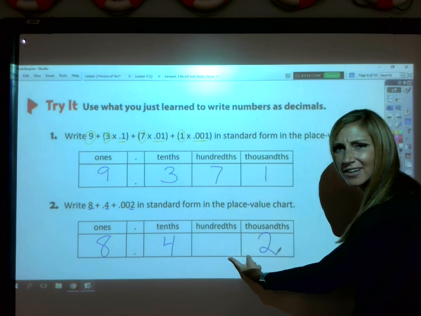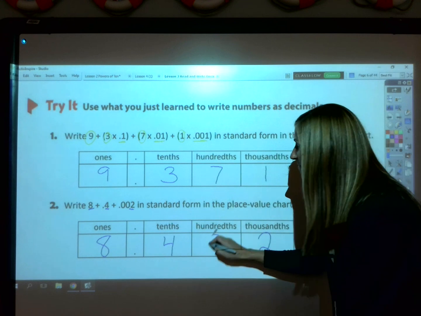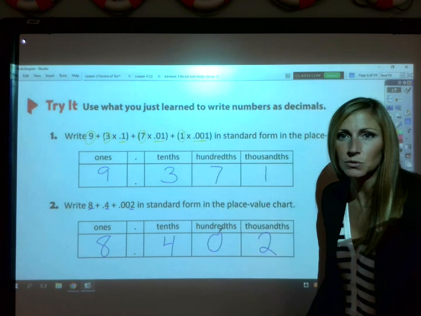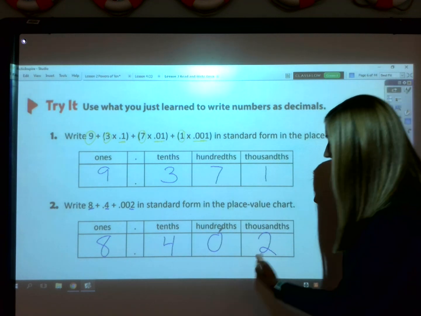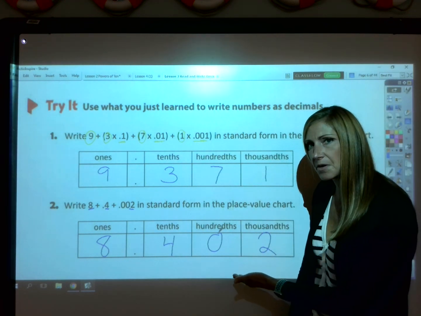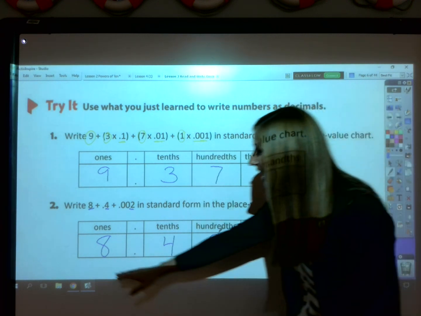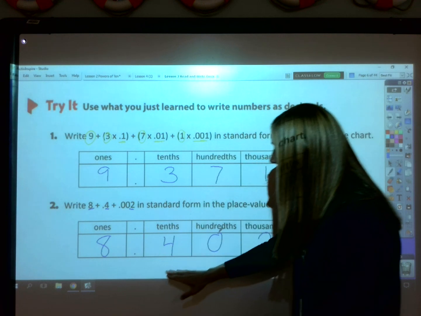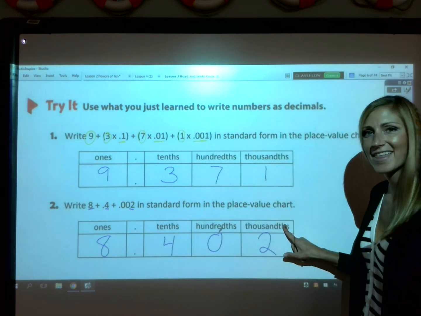What are we going to do here? What are we going to put? Yep, a placeholder. There was 0. 0 is a placeholder. So then that way our 2 can stay in the thousand spot. Try reading this number now. Practice. Should have said 8 and 402 thousandths.